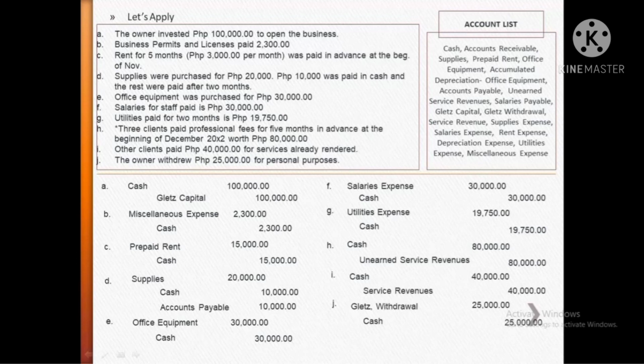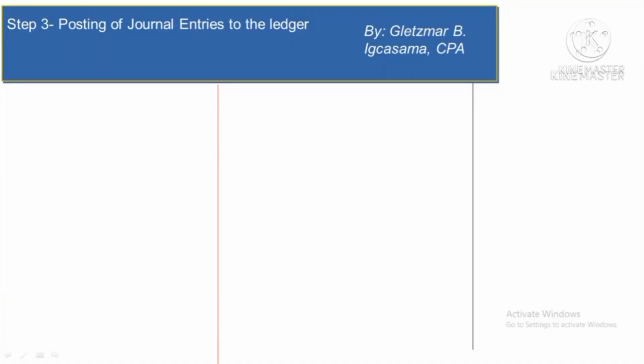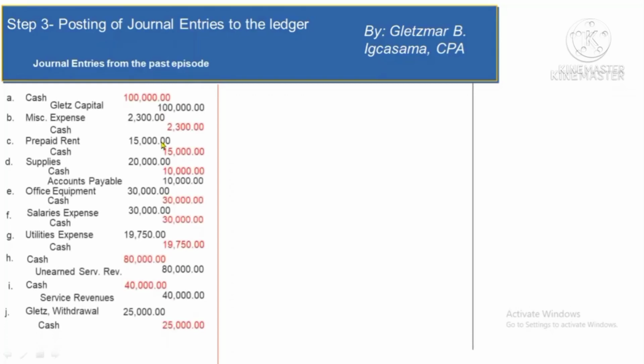So next is step 3 and step 4. Step 3 is posting the journal entries to the ledger or the T accounts. For that, we need the journal entries from the last video. So these are the journal entries.